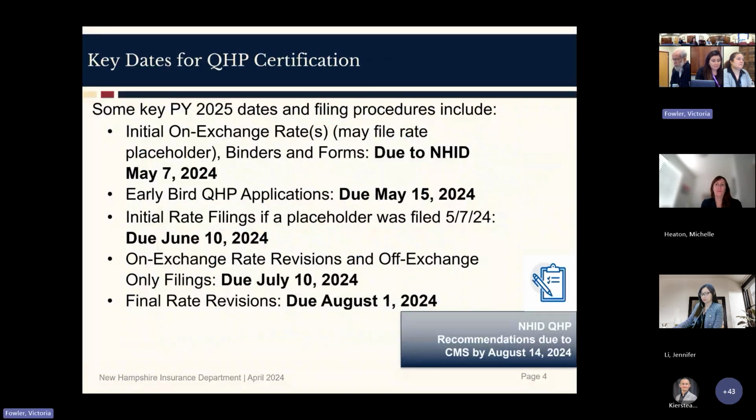Just to recap some of the dates, the binder submissions are due on May 7th. The early bird QHP applications are due on May 15th. Rate filings are due on June 10th if a placeholder was used on May 7th. And both on and on-off exchange and off-only exchange revisions deadline is July 10th. August 1st is the date for final rate revisions.